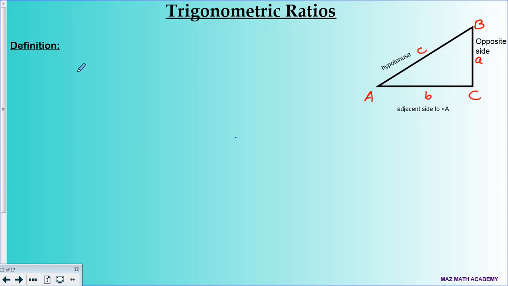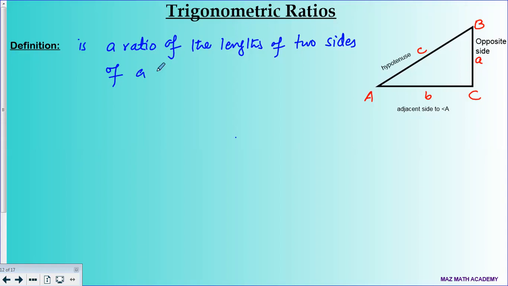What are trigonometric ratios? A trigonometric ratio is a ratio of the lengths of two sides of a right triangle. The word trigonometry is derived from the ancient Greek language and means measurement of triangles.